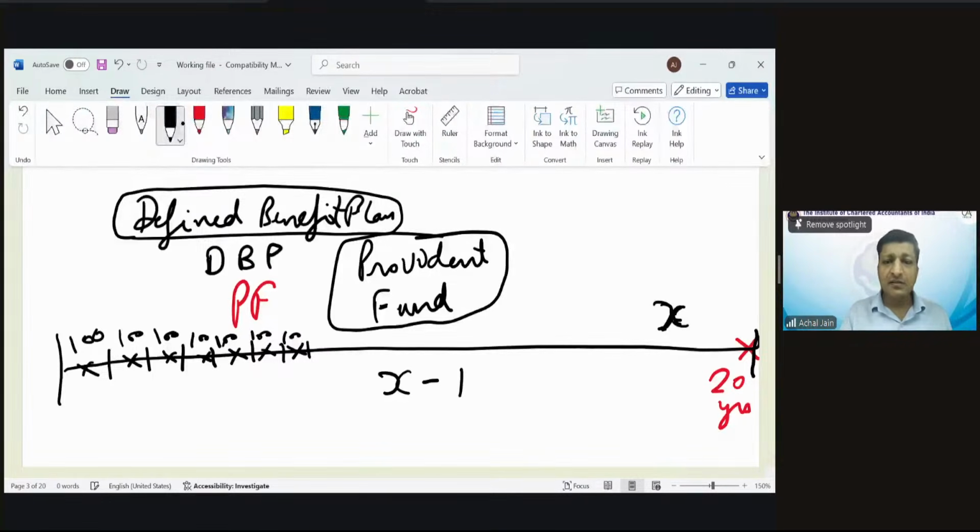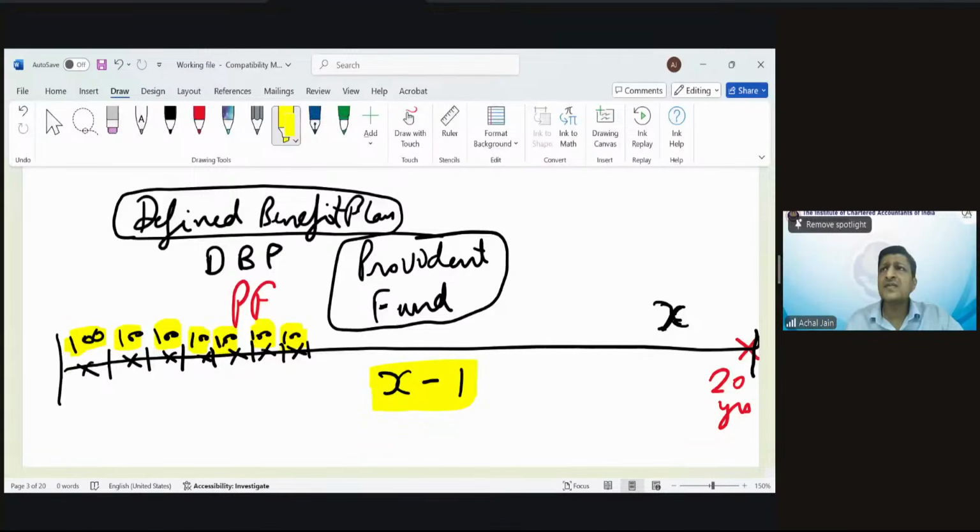It is X minus 1. Here again, there is a shortfall. Now the question arises: each year the employer was making the contribution. So as far as the contribution is concerned, there is no default on the part of the employer. But over the period, there are some norms on the basis of which some minimum return is expected to be generated on the fund balance.